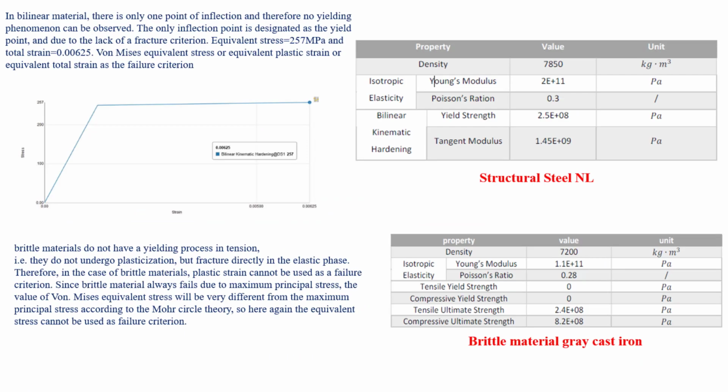When it comes to non-linear analysis for steel components or ductile materials, we can take isotropic elasticity, kinematic hardening and dynamic hardening into account. These are the values we can consider for structural steel. For brittle material like gray cast iron, we can consider these material properties. In future we can refer to them. For your reference you can just have it.